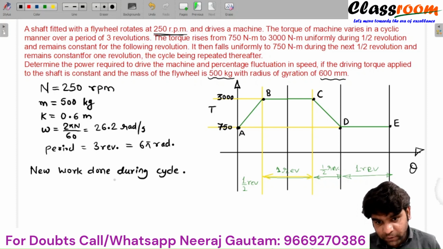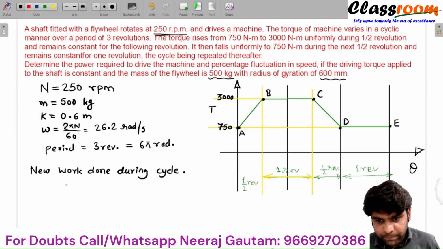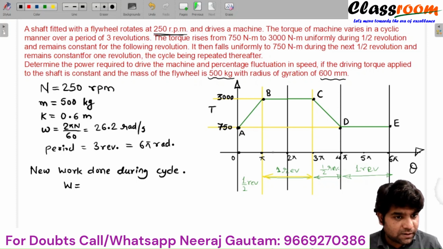Remember, the complete cycle has 3 revolutions. So here the cycle is not of 1 revolution, the cycle is of 3 revolutions. So net work done equals the area under this curve A, B, C, D. If I name these bottom points, this is the 0 angle, this is pi, 2 pi, 3 pi, 4 pi, 5 pi, this is 6 pi. So the area is the area of this trapezium, area of this rectangle, area of this trapezium, area of this rectangle.